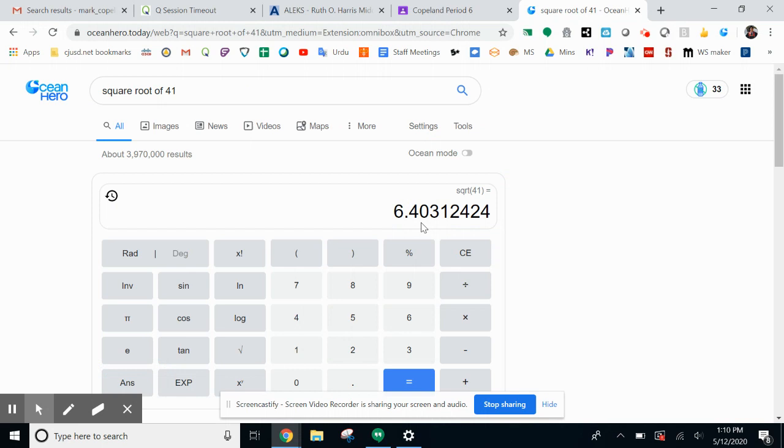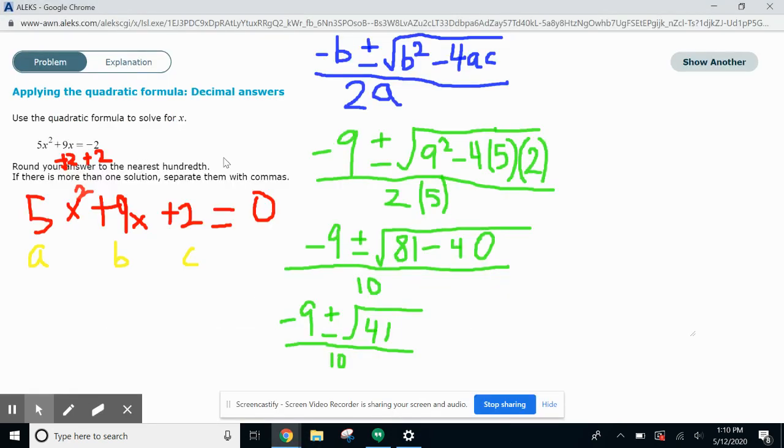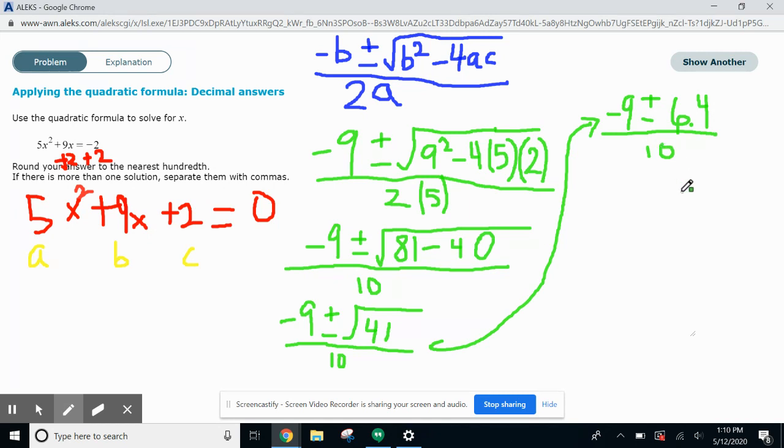So I have 6.403. I'm pretty sure that Alex normally wants us to round to the 100th place. So that 3 is not big enough to round the 0 up. So it'll be 6.40 or the same as just 6.4. Yeah, nearest 100th place. All right, so now this is going to turn into, I'm going to draw a little arrow and take it up here. Negative 9 plus or minus 6.4 all over 10.